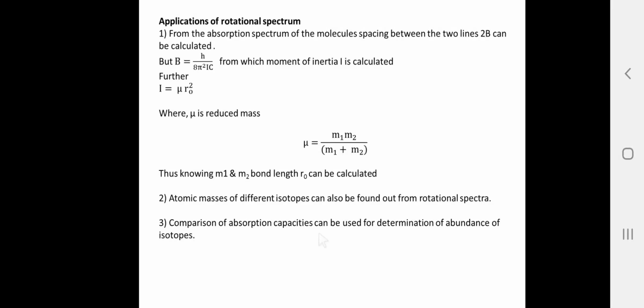Then here microwave technique is also useful in locating the position of isotopic substitution within the molecule. So, these are some important applications of the rotation spectra or the microwave spectra.